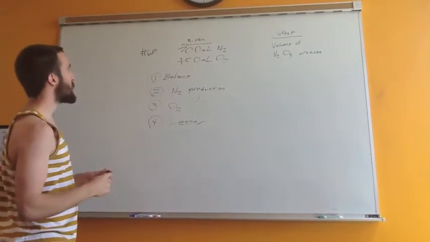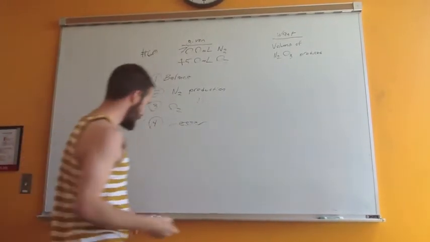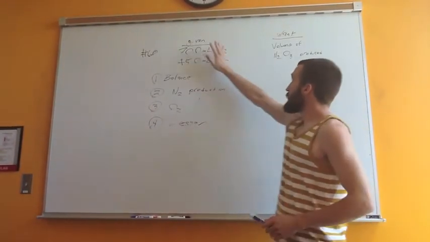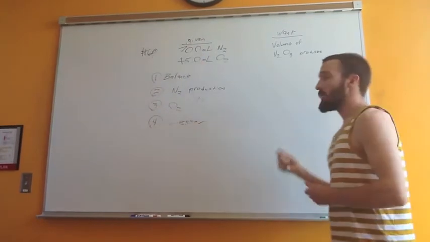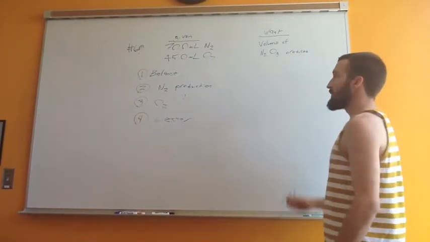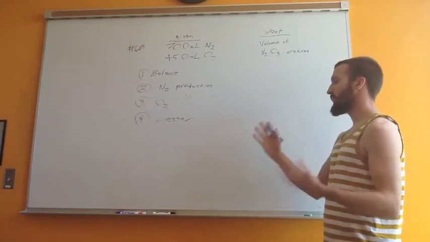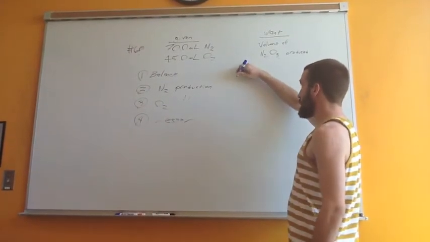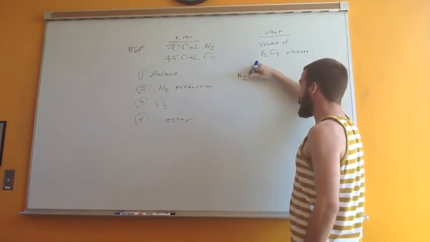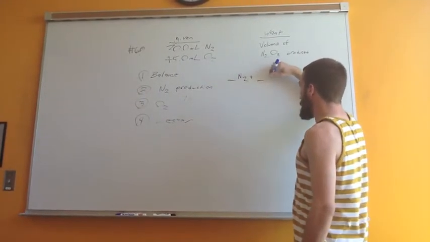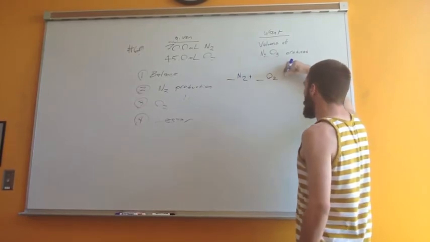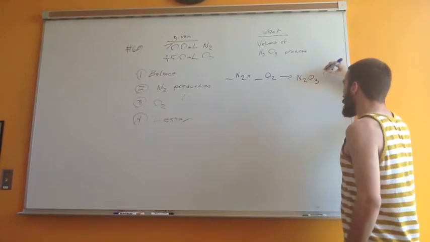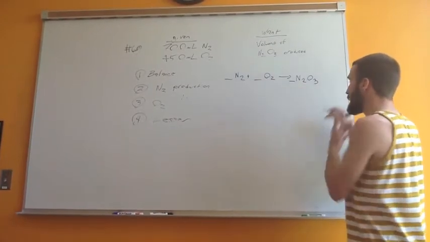So from there, let's go ahead and start with number 1. We're given these two things. We don't need to worry about the actual volume yet. We just need to worry about the amount in moles. So we have to write down the equation, then balance it. We can write that as N2 plus some amount of O2 creates N2O3, and some amount of that. And this is all in gas.